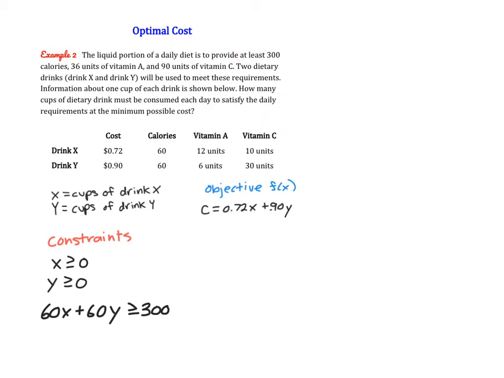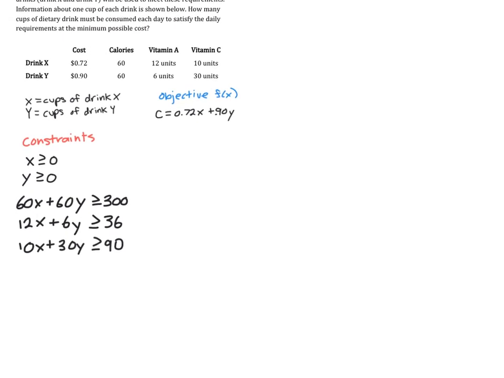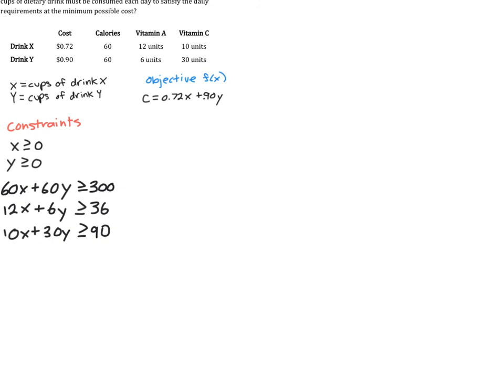Now it says we need 36 units of vitamin A. Some of that will come from drink X. So 12 units would come from X. 6 units would come from each cup of Y, and that must be at least 36 units, so greater than or equal to. And last, we need 90 units of vitamin C. Some comes from X, some comes from Y. So 10X plus 30Y must be greater than or equal to 90, the daily minimum requirement. So here's our constraints. So we're going to solve this system to figure out the possible optimal values.